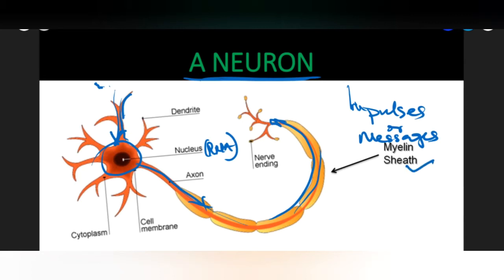The myelin sheath has little constrictions that we call the Ranvier nodes. So these little constrictions that are found at the axon, the Ranvier nodes, regulate the movement. They bring about interruption of the movement of these impulses along the axon fibers.